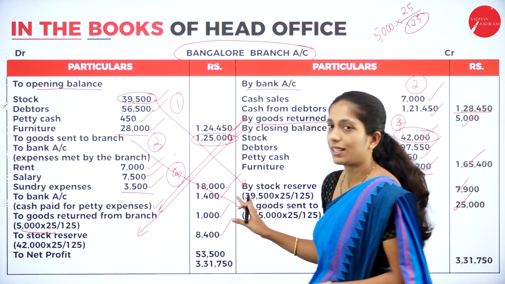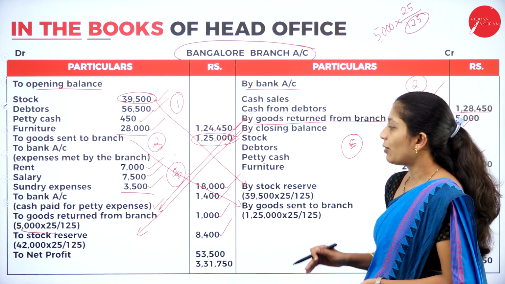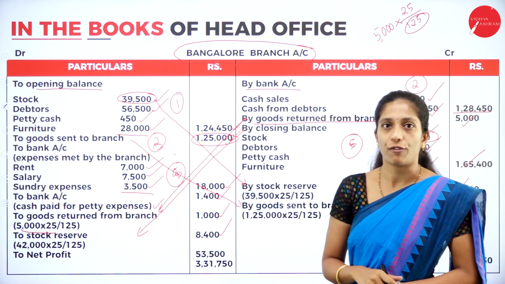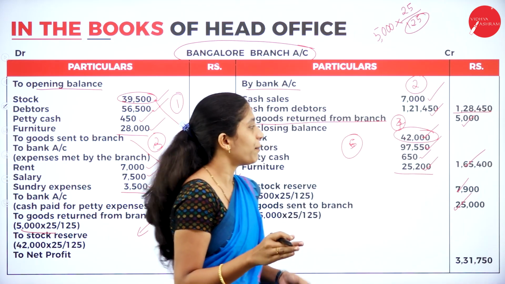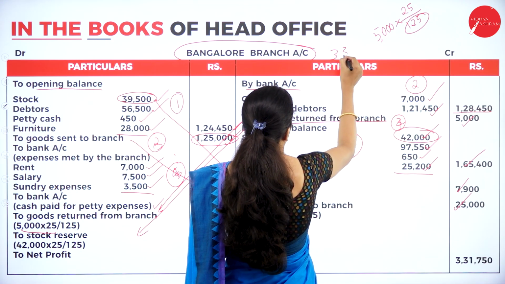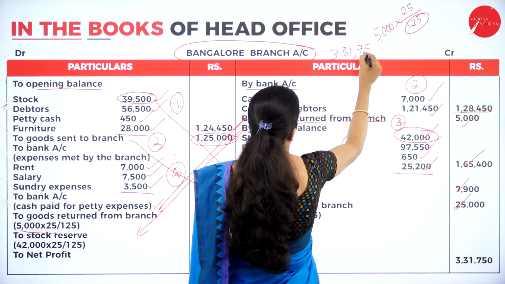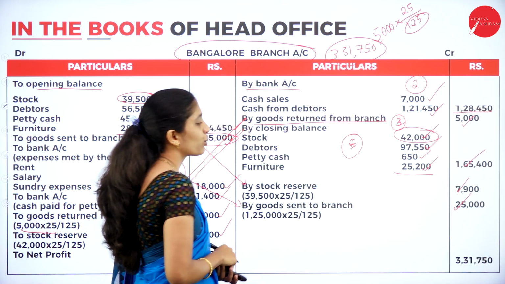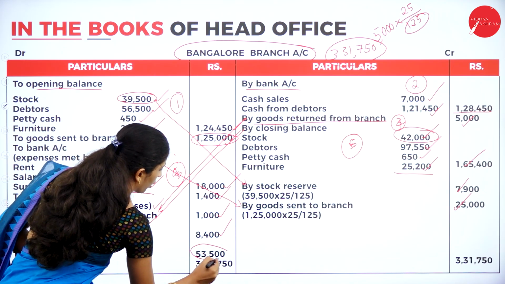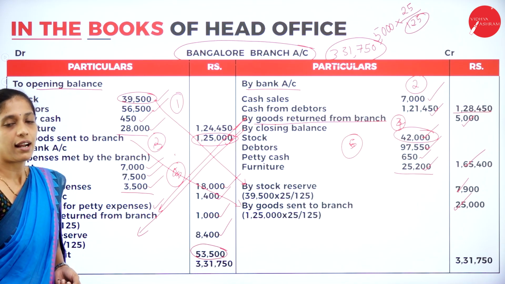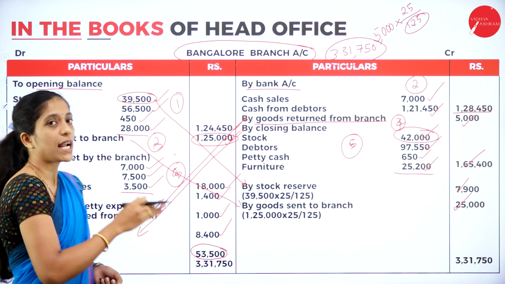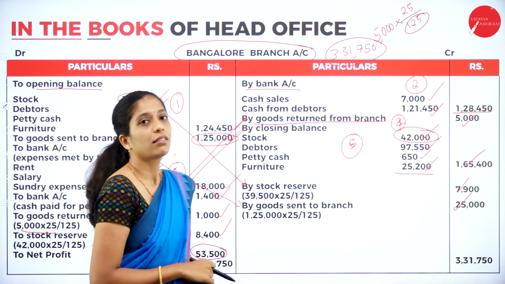So remember all these steps. Now we have to balance both sides, and the balancing figure will be net profit. Now if you add all the amounts on the credit side, you'll get 3,31,750. That is the total of the credit side, but when you add the debit side, you'll get a balancing figure of 53,500. Now what is this 53,500? Since the credit side is more than the debit side, it means net profit.